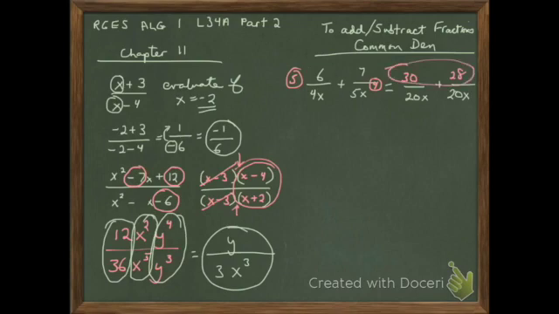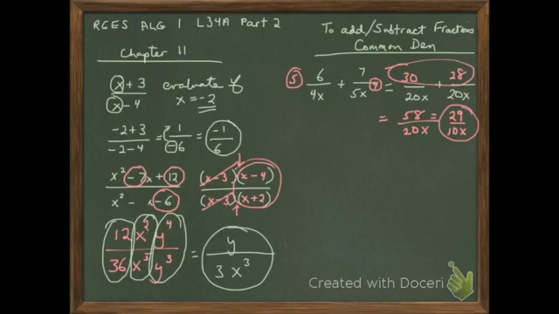Add the numerators together. And that can divide by 2, and so I'm going to get 29 over 10x. So review that if you need to. Adding, subtracting, always a common denominator.